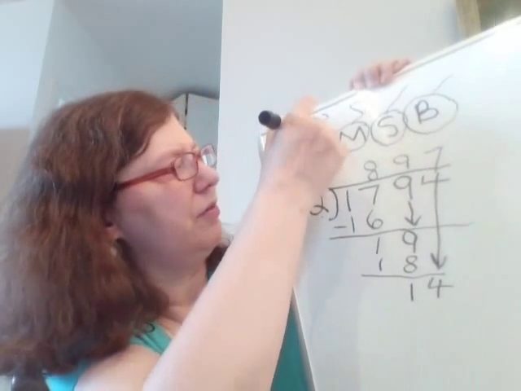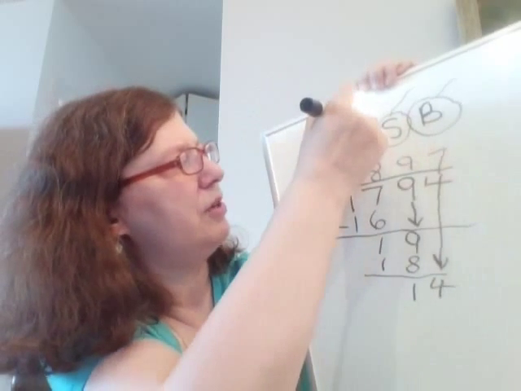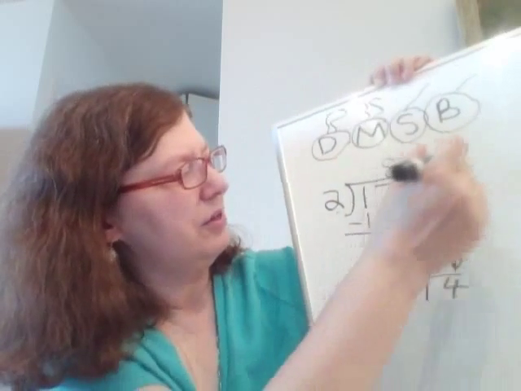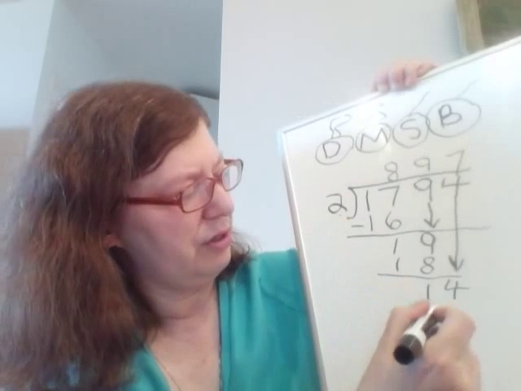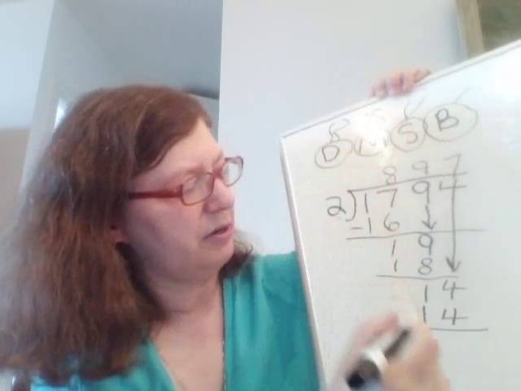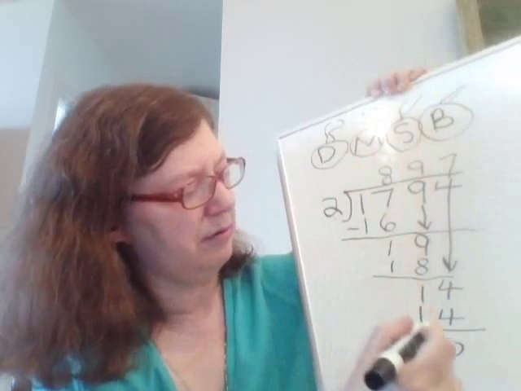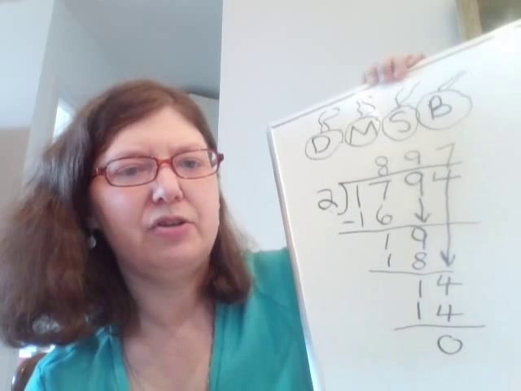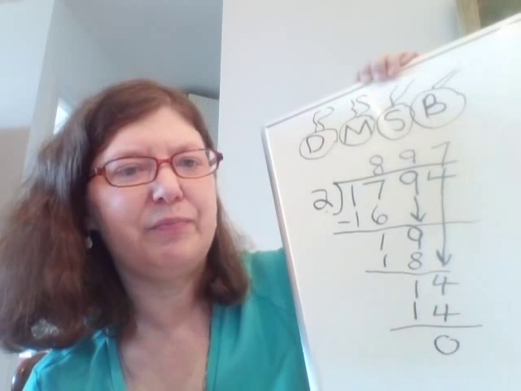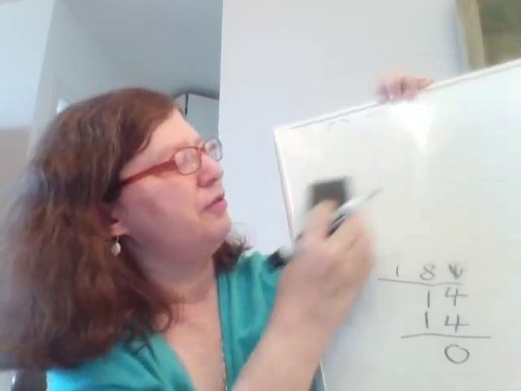Now we divide again. 2 goes into 14 7 times. Multiply. 7 times 2 is 14. Subtract, nothing. Bring down, nothing. So 897. All right. Now I'm going to show you how to do this with short division.